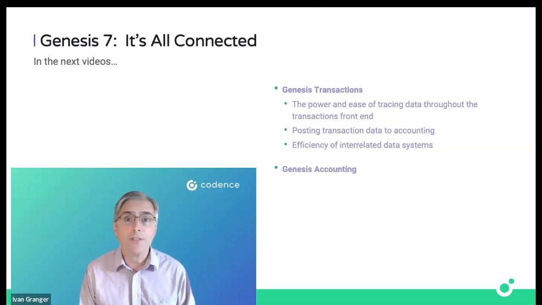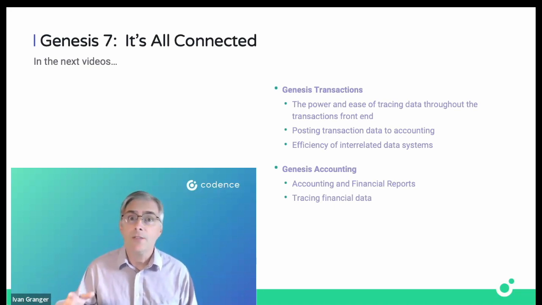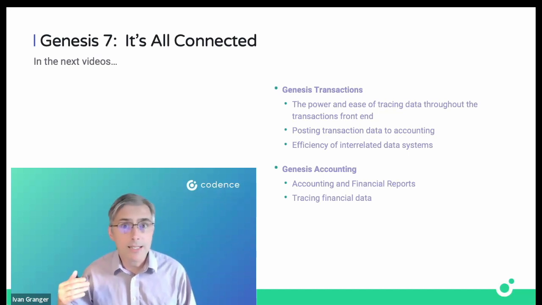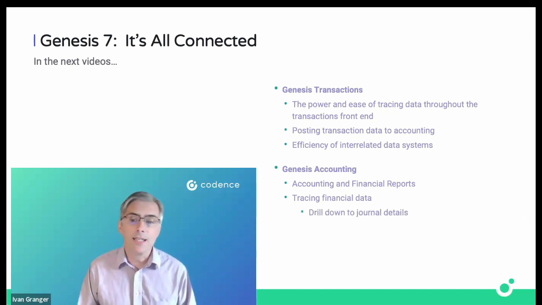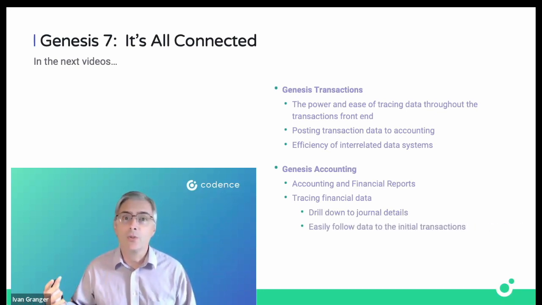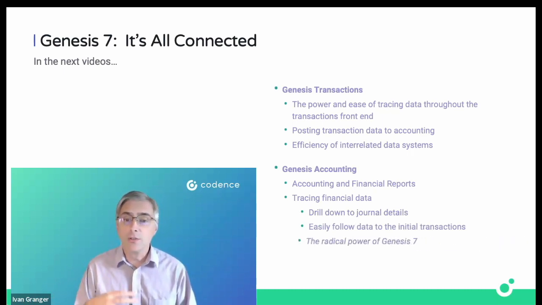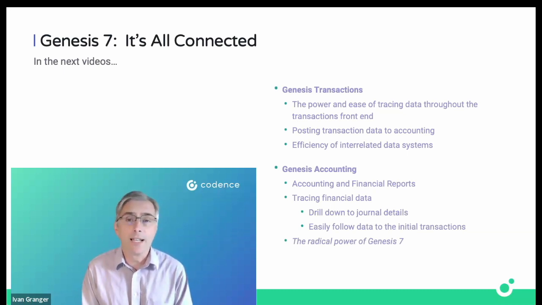Then in our third video in the series, we'll look at Genesis Accounting itself, the accounting and financial reports, but with a focus on tracing the financial data from Genesis Accounting, starting with financial reports, drilling into the detailed items, looking at journal details, and even following the data through to the transactional front end of the data, and just reconsidering the real power of this design of interconnected, interrelated data that Genesis 7 is built on.